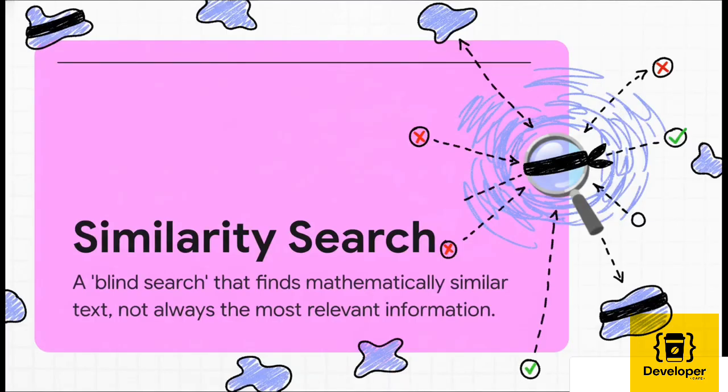And the way it searches through all those scraps is with something called a similarity search. Now, this is the key. It looks for pieces of text that are mathematically similar to your question. But here's the problem. Similar is not the same thing as relevant. It's basically a blind search. It finds a scrap that looks like a match, but it doesn't actually understand the context of what you're asking.